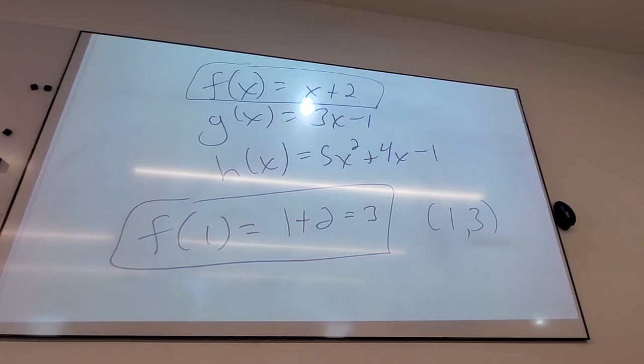Yes? So is the entire thing the function, or just the part that says f of x? So the f is the name of the function, and x plus 2 is what that function does. So I got the f function, I got the g function, I got the h function. And what does f do when I plug an x into it? It adds 2 to it. Does it make sense? What does the g function do when I put something into it? What's the g function do to a number?